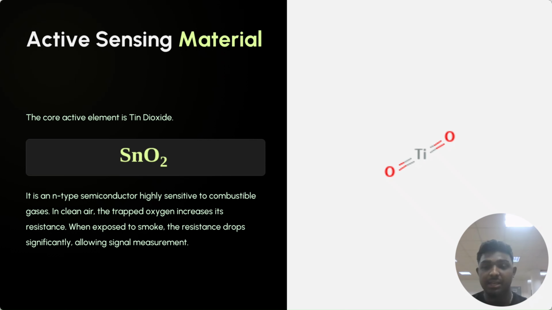Now let's look at the actual material inside the sensor. The active sensing layer is made of tin dioxide, or SnO2. This is an N-type metal oxide semiconductor. As you can see in the molecular representation on the slide, this material is specifically chosen because its conductivity is highly dependent on the oxygen molecules present on its surface. This is the brain of the transducer that makes the whole project possible.